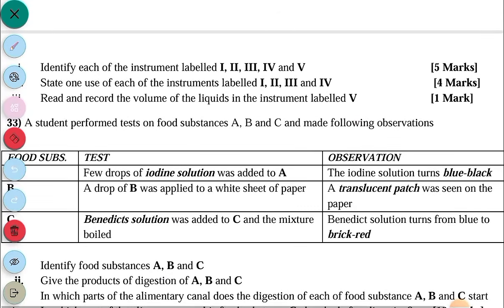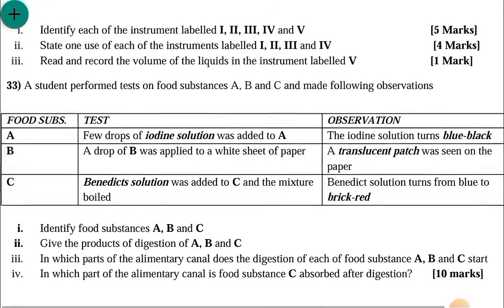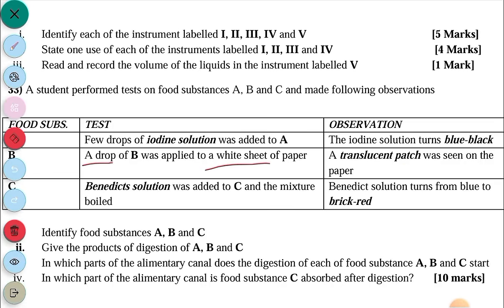Then move on to question 33. Question 33, students performed tests on food substances A, B, C and made the following observations. So for A, realize that few drops of iodine solution was added, then the iodine turned blue black. Then for B, a drop of the food was applied on a white sheet of paper. Translucent patch was seen on the paper. The Benedict solution was added to C. The Benedict turns from blue to brick red.